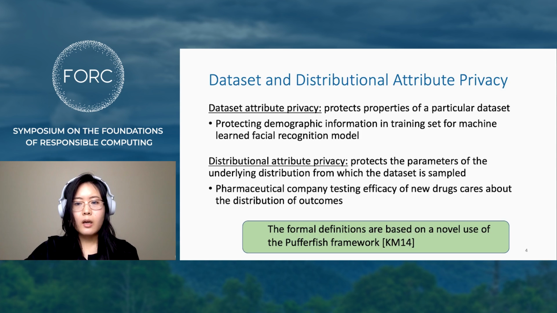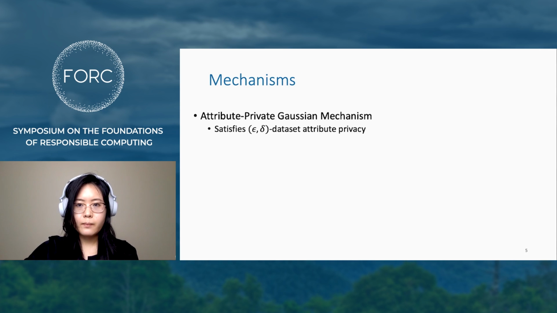In the paper, we propose definitions for capturing dataset and distributional attribute privacy by instantiating a general privacy framework called the Pufferfish framework. This framework was originally introduced to handle correlations across individual entries in the dataset. And we show that the Pufferfish framework can also be instantiated to accommodate correlations across columns, which is needed for attribute privacy.